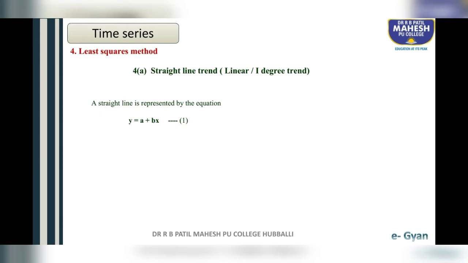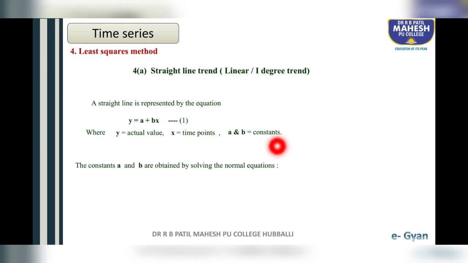So let us take this as equation number 1, where y is the actual value, x means time points, and a and b are constants. The constants a and b are obtained by solving the normal equations. The first normal equation is, adding both sides summation, so it becomes summation y is equal to na plus b summation x. So this is equation number 2.